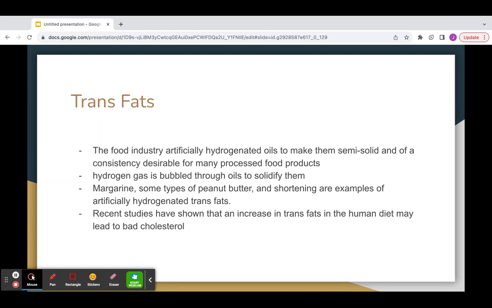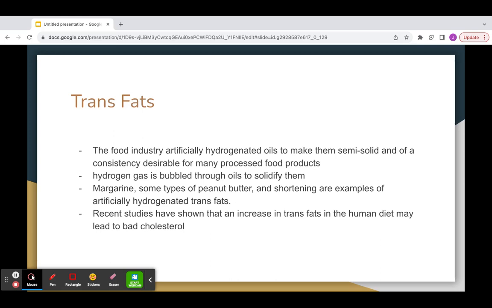Trans fats. The food industry artificially hydrogenates oils to make them semi-solid, a consistency desirable for many processed food products. Hydrogen gas is bubbled through oils to solidify them, and that is how hydrogenated oils are made. Margarine, some types of peanut butter, and shortening are examples of artificially hydrogenated trans fats. Recent studies have shown that an increase in trans fats in the human diet may lead to bad cholesterol.